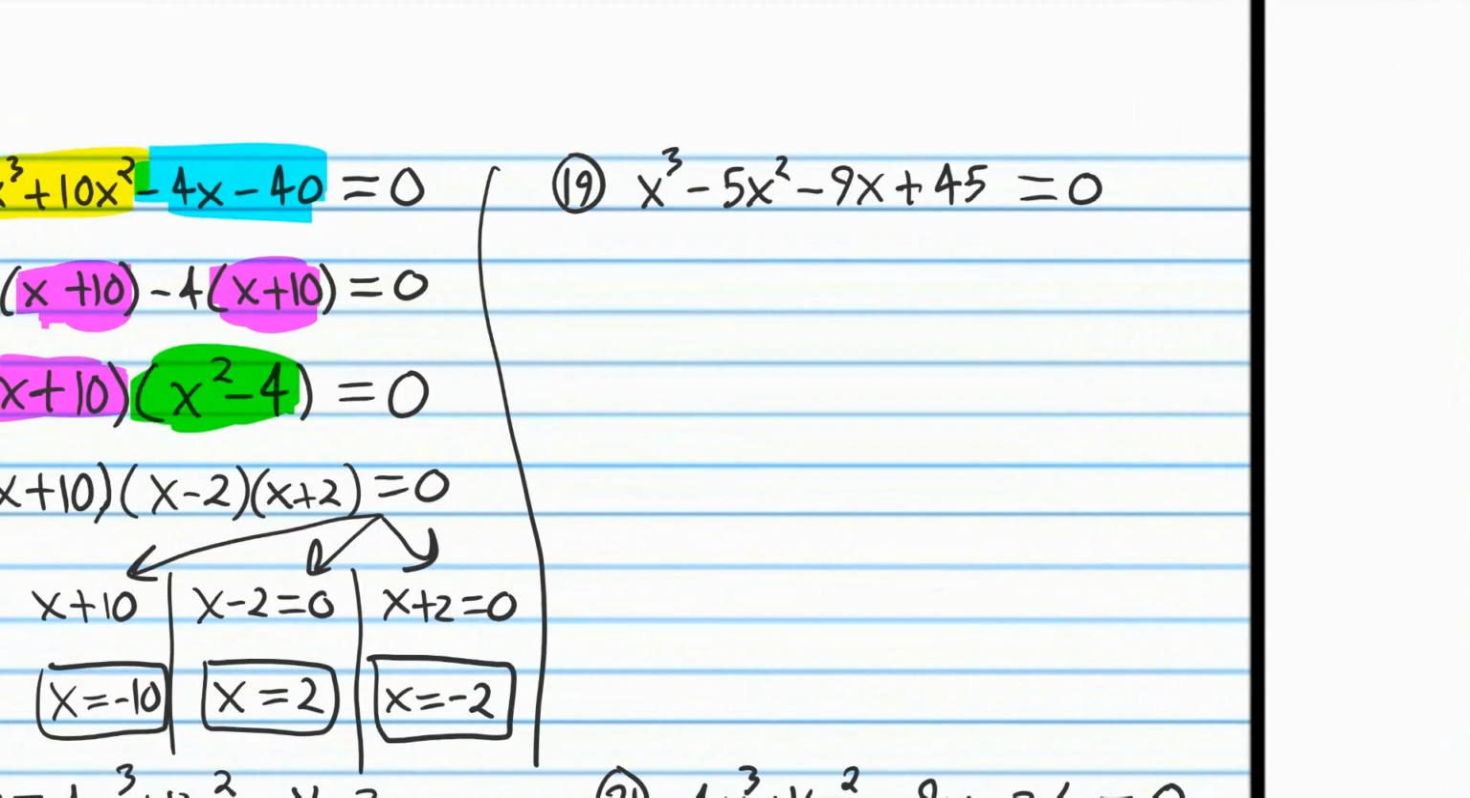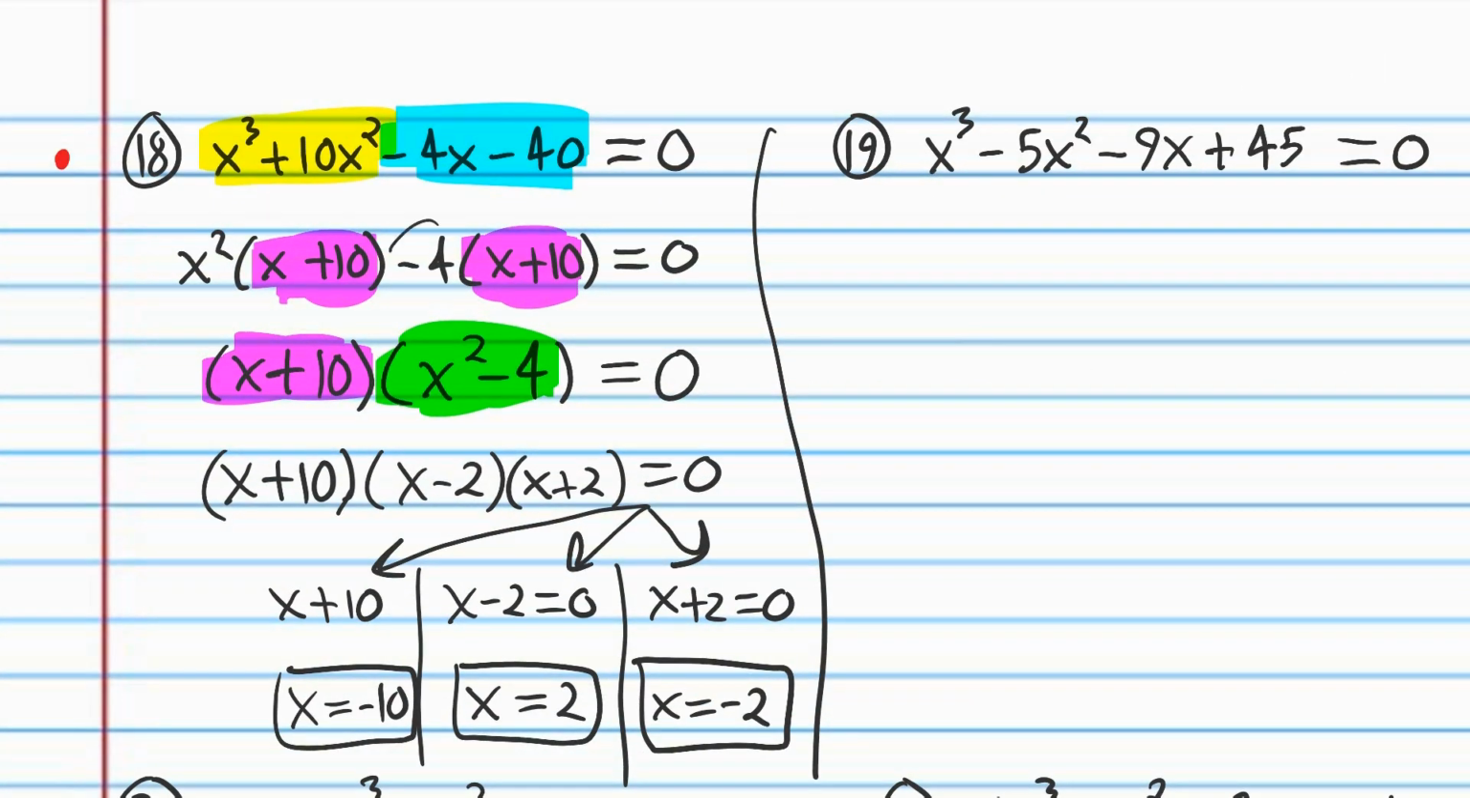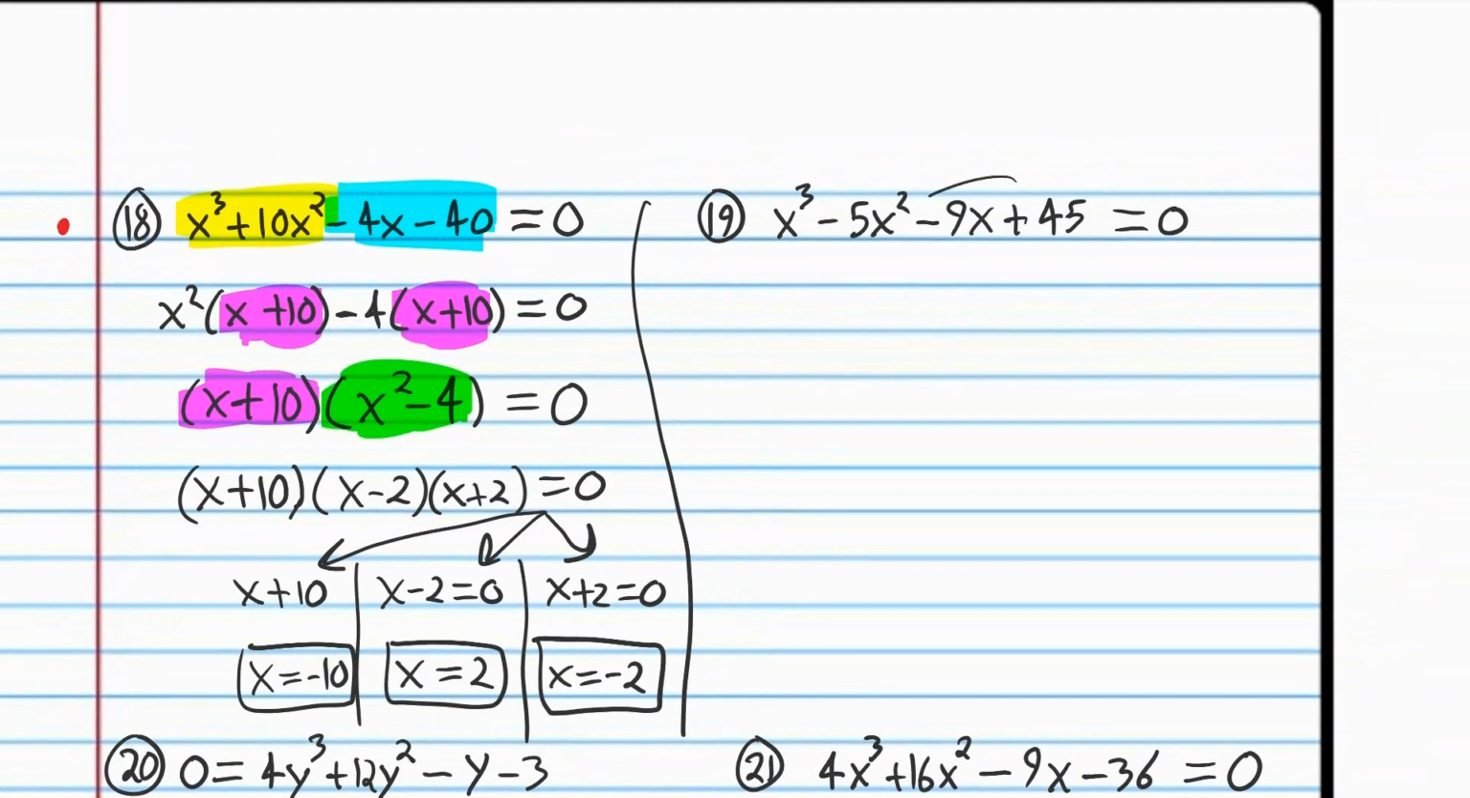So also be aware that sometimes factoring out a negative is kind of confusing to students. So be careful about that. It looks like you're going to have to factor out a negative here also. So go ahead and try number 19. And when you come back, we'll do it together.